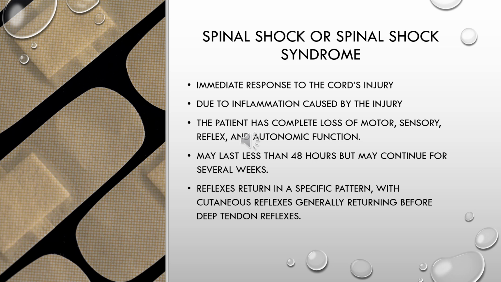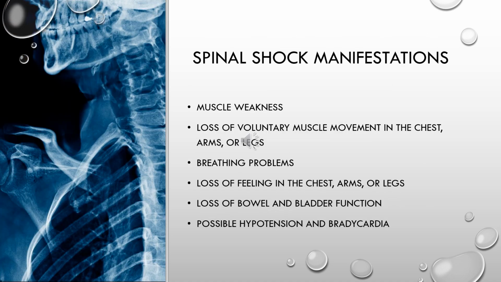Reflexes return in a specific pattern, typically, with the cutaneous reflexes generally returning before your deep tendon reflexes return. So like I said, this is just a brief little overview of spinal shock. What kind of manifestations will you see with this particular disease process or syndrome? Well, muscle weakness, loss of voluntary muscle movement in the chest, arms, or legs.